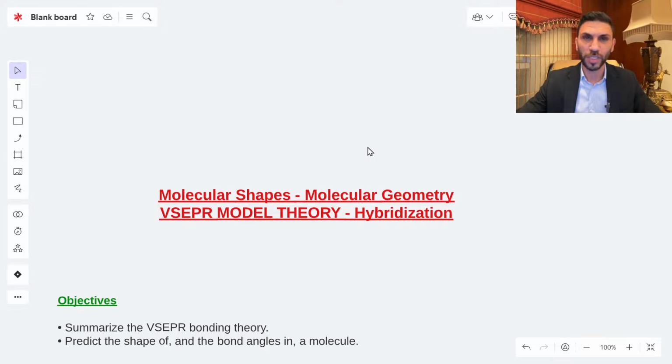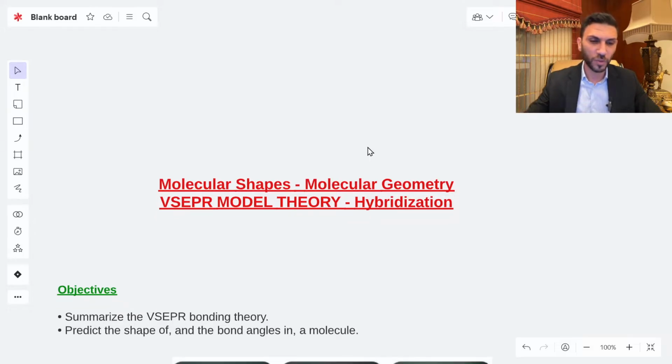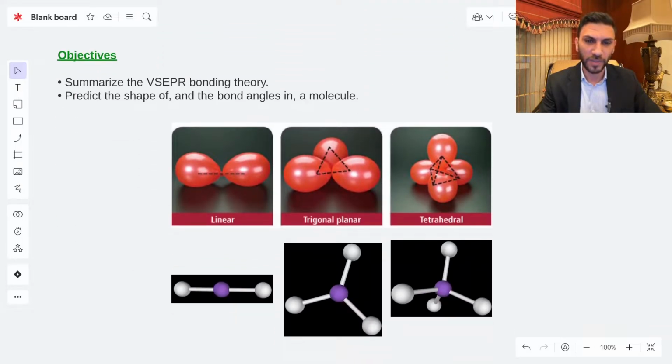It's Introduction to the Molecular Shapes and Molecular Geometry. Today we're going to focus on the VSEPR model theory as well as the hybridization. Our objectives for today are to summarize the VSEPR model theory and to predict the shapes and the angles of the molecules. Let's take a look at this image here.